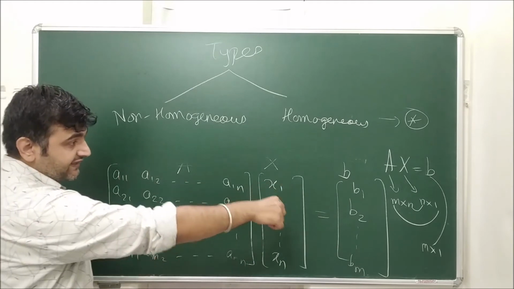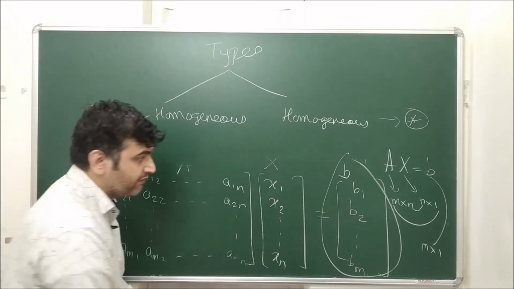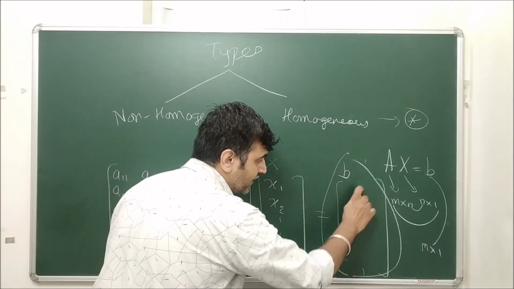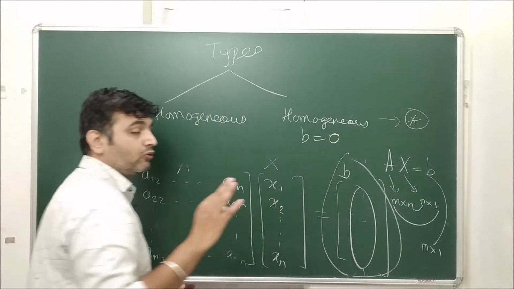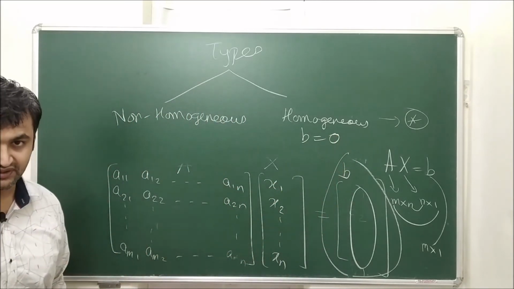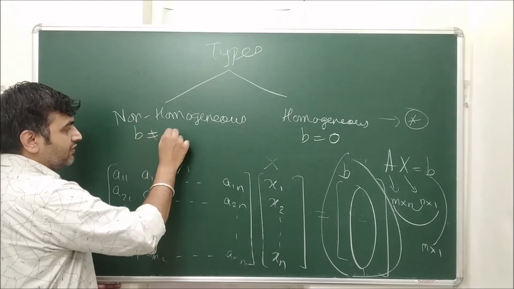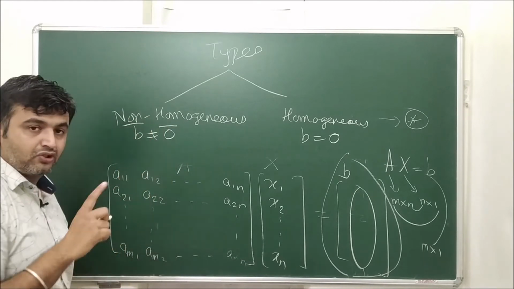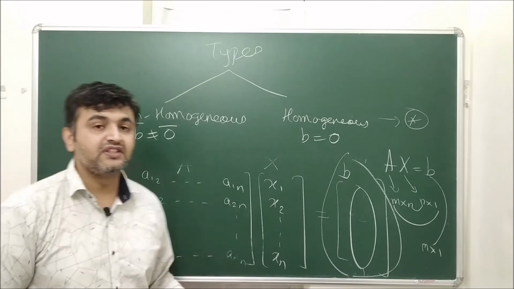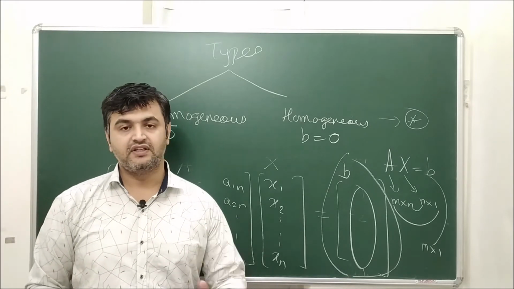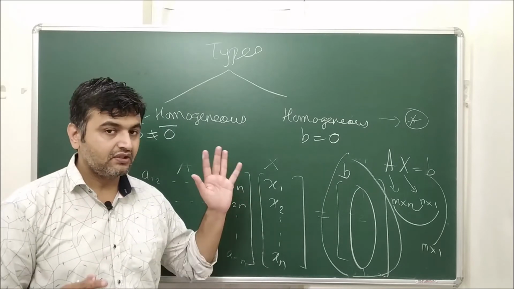So when the right hand side, when this B vector is completely 0, that means all the entries over here are 0, then such a system is called a homogeneous system of linear equations. Okay, and if this B is a non-zero column vector, then we call such a system a non-homogeneous system of linear equations. Okay, now let's jump towards the solution.